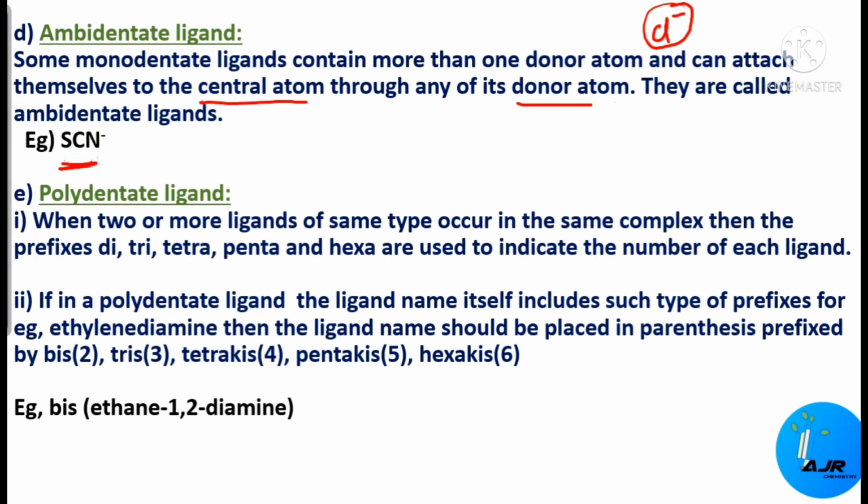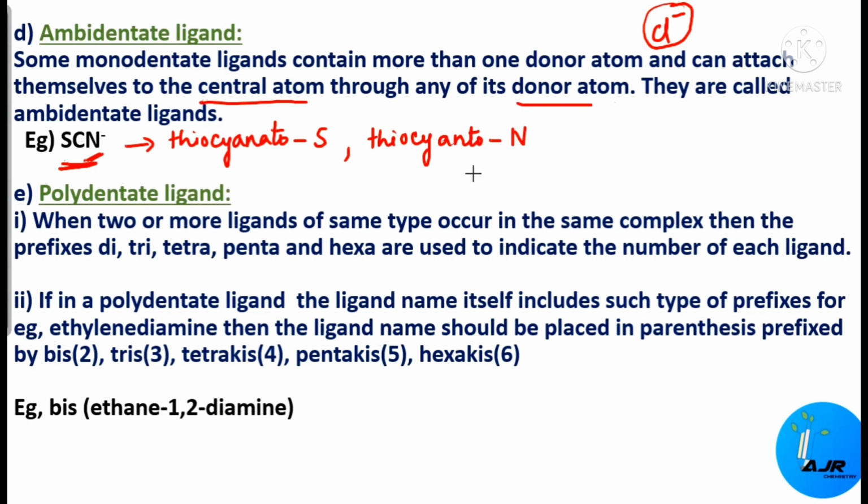If the S is the donor atom, then the name will be written like this: thiocyanato-S. If the N is the donor, then the name can be written as thiocyanato-N.